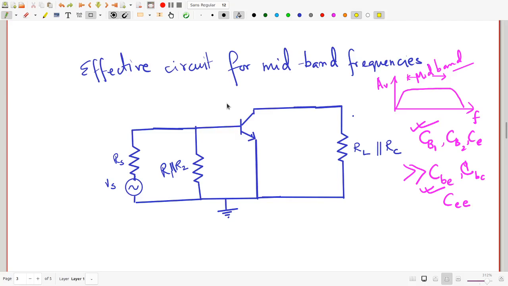In the rest of the video, we are going to analyze the effective circuit for mid-band frequencies. And the weapon that we are going to use is basically this. We are going to replace the transistor, which is a complicated device, by an effective circuit. So the effective circuit we are going to talk about today is basically what any two-port network has. Remember, the transistor has only 3 legs, but we can treat it as a two-port network simply because the emitter is actually common here between the input and the output.